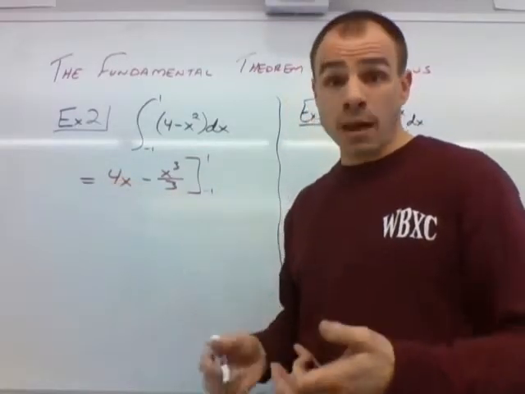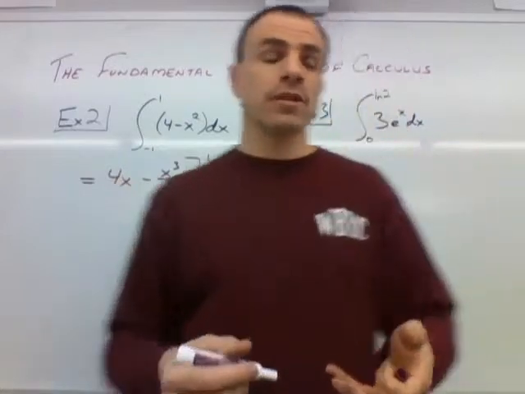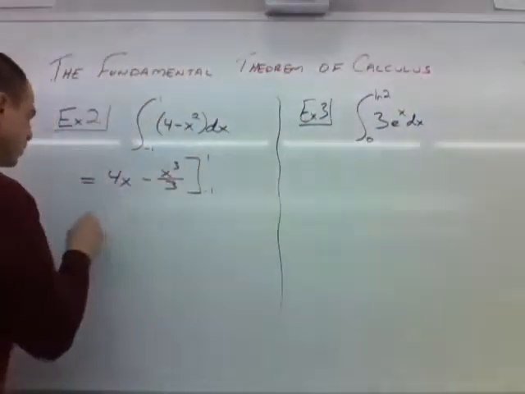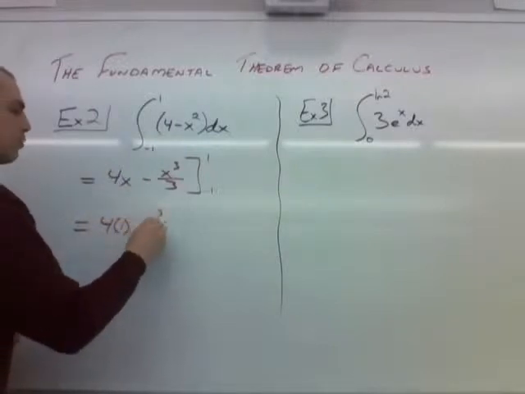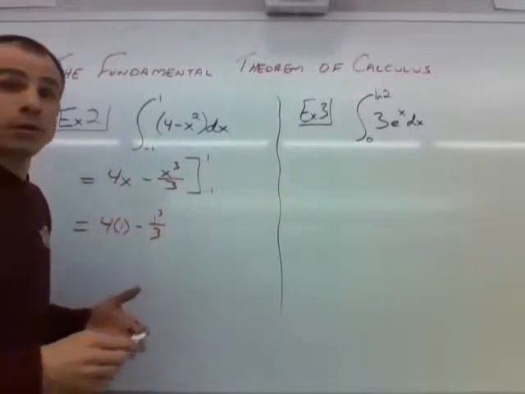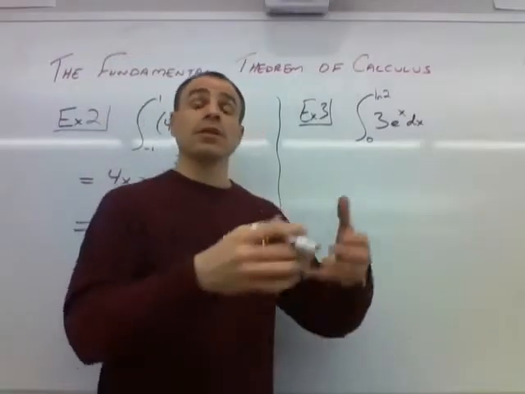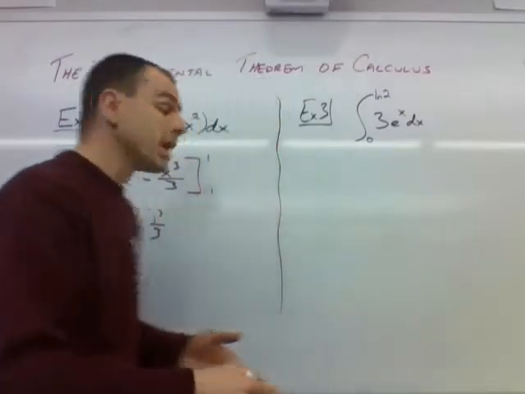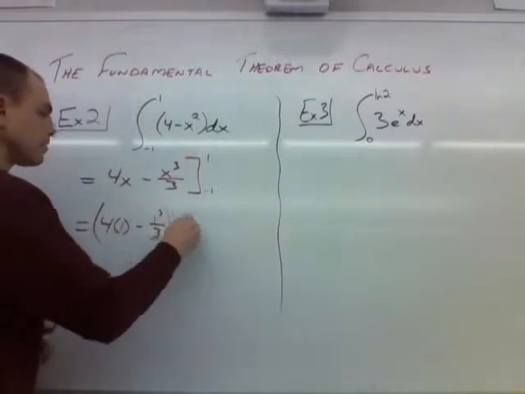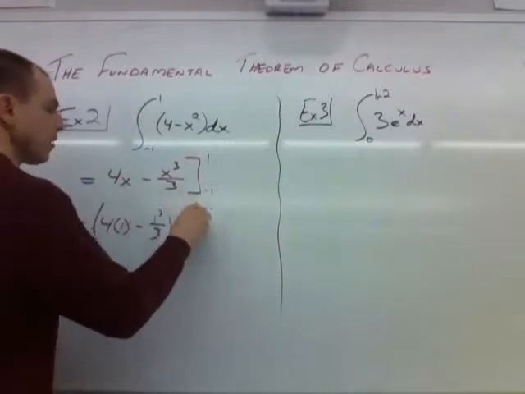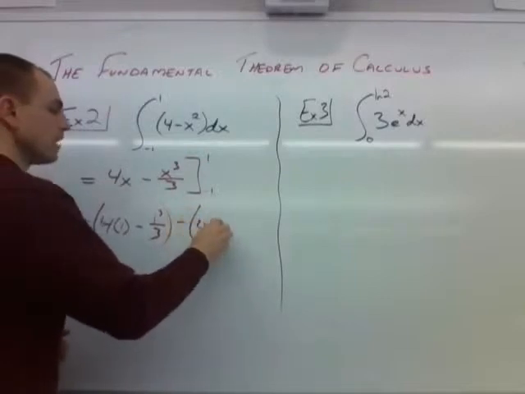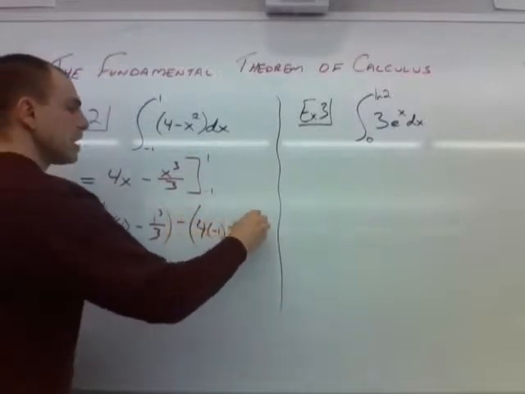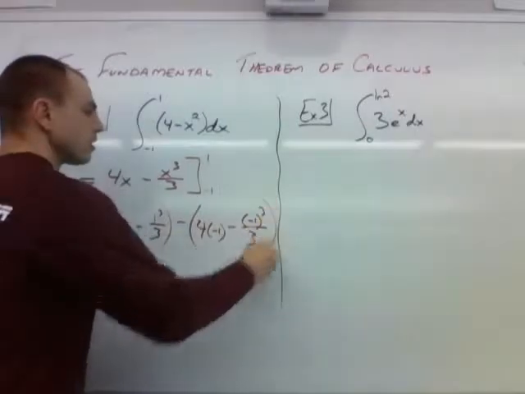We're going to plug in the top bound first and the bottom bound second. So we plug in the 1 first. So we're going to have 4 times 1 minus 1 cubed over 3. And now I'm going to wrap this in parentheses because I'm going to subtract the second item, and we want to make sure that our order of operations is not messed up at all. So now parentheses again. Now I plug in the -1, so that's 4 times -1 minus -1 cubed over 3.